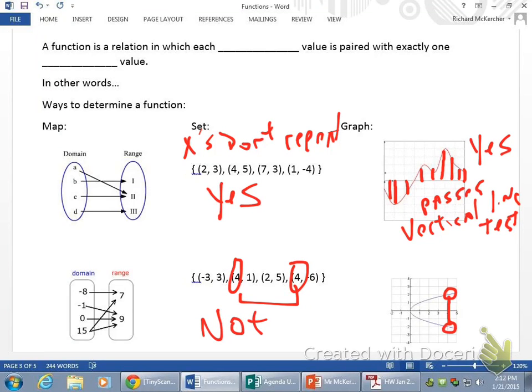And again, as you can see, that one single x value actually gives me two different y values. So of course this one is not a function.